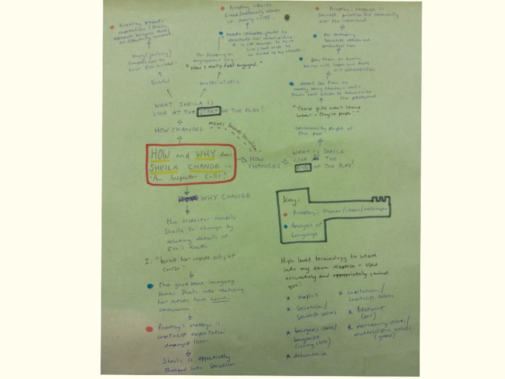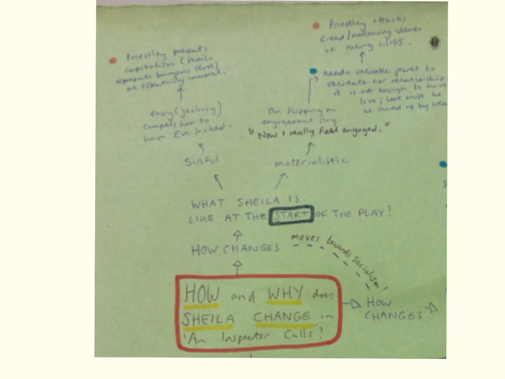Hopefully with clever use of the zoom lens on your screen, you'll be able to go into close-ups of this plan. But I've also provided some close-ups later on in the video. Just like this one. This section is looking at what Sheila's like at the start of the play, at the beginning, what she's like initially. And we're saying she's very materialistic, and I've got a quote to support that, and then I develop that point.